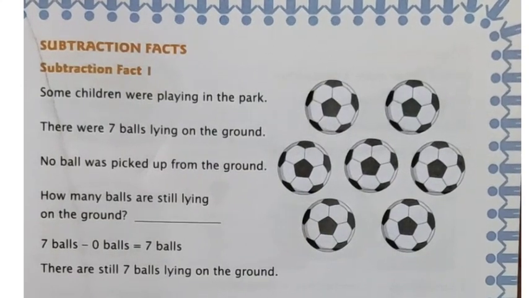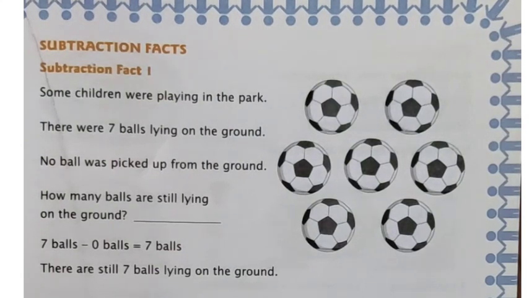All of you open page number 49, children. Here is the heading subtraction facts. Subtraction fact 1. Let me read this for you. Some children were playing in the park. There were 7 balls lying on the ground. No ball was picked up from the ground. How many balls are still lying on the ground?